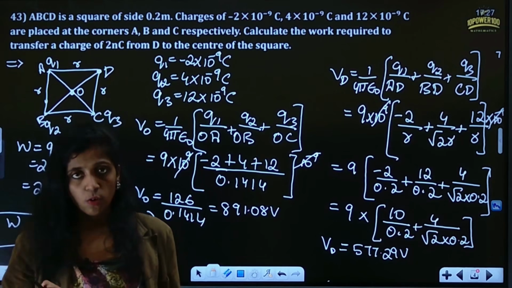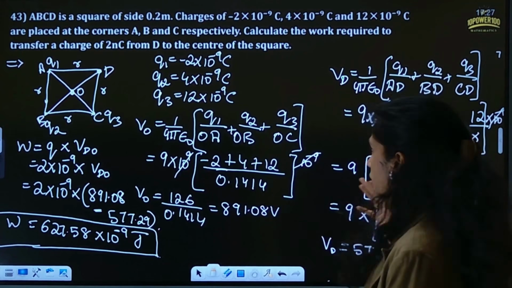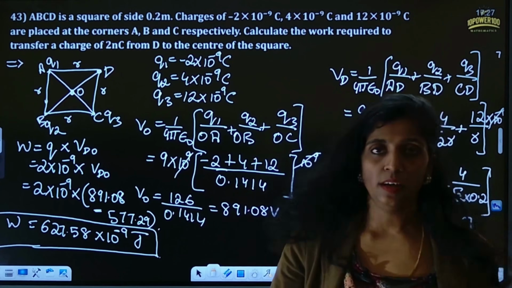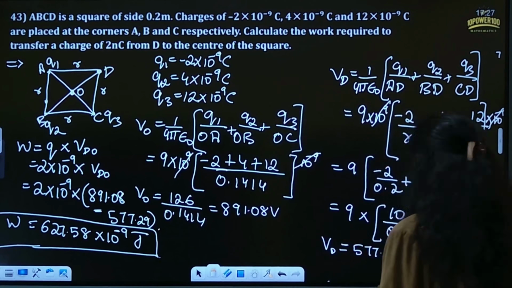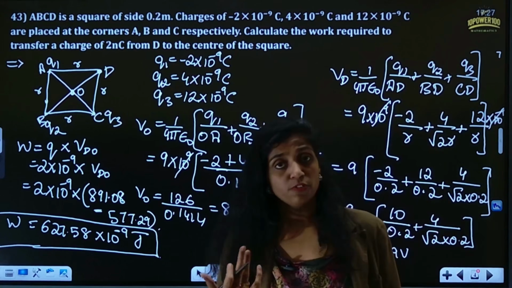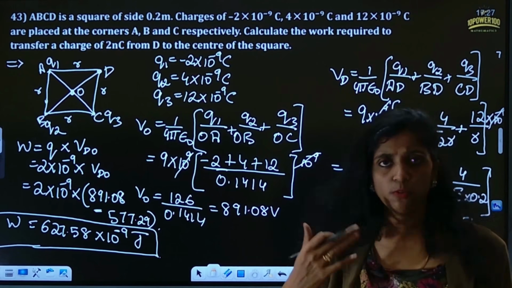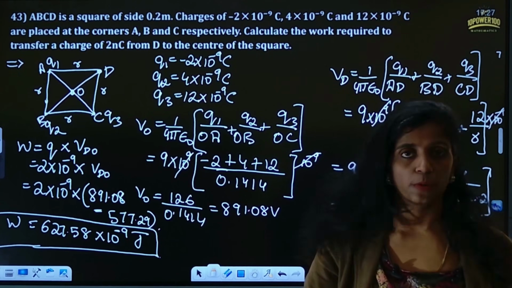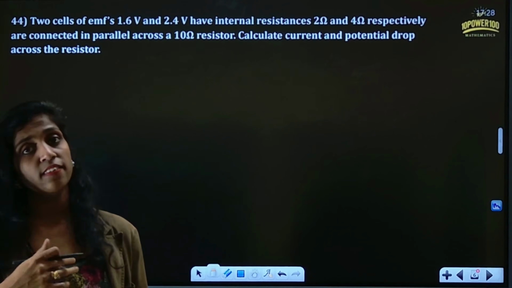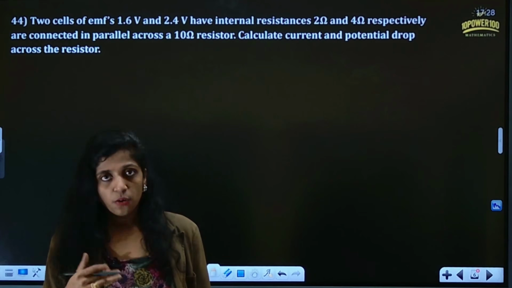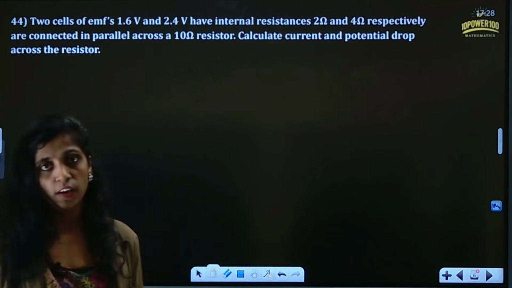So I hope it's clear. It's quite lengthy, but I think it's manageable if you know the formula for potential. Now moving to the next concept, as you have choices here, you can choose any two numericals. Find out which is easier for you. Now we'll move to the next question. This is a very simple numerical, so if you want to save time, it's better to choose such simple numericals.